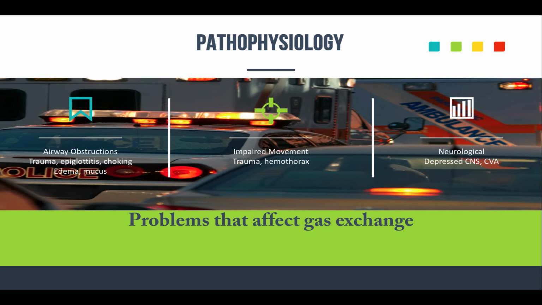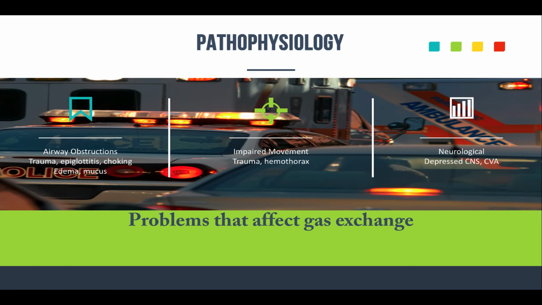And then you get your impaired chest movement. Again, trauma, your hemothorax, your pneumothorax, even pus that can be building up that can affect the movement of the chest, being able to breathe in and out and expanding and contracting your lung muscles.